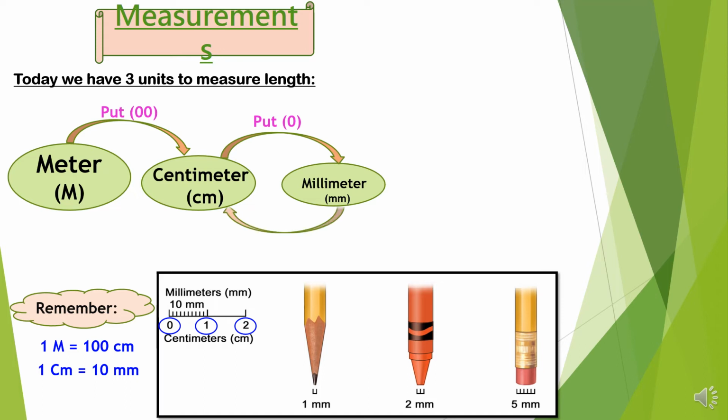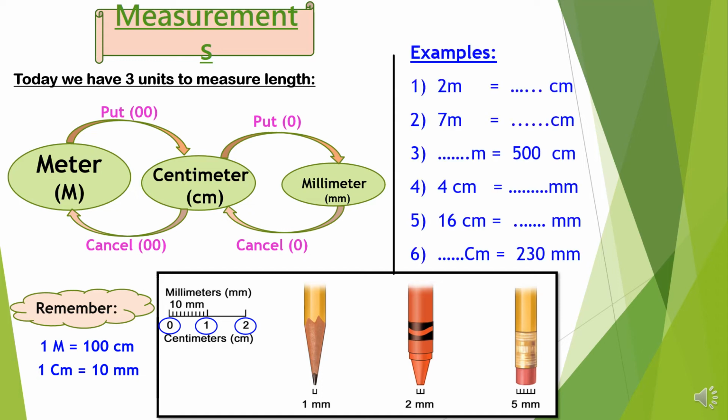In the opposite direction, if we want to convert millimeter to centimeter, it means from the smallest unit to the greatest unit, we will cancel 0. And if we want to convert centimeter to meter, we cancel 2 zeros, 2 zeros, because 1 meter equal 100 centimeter.